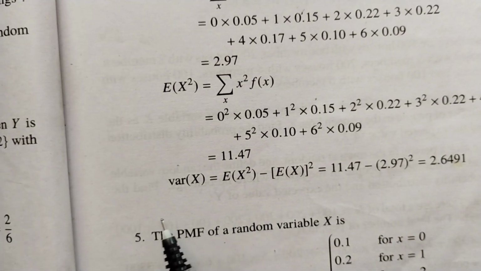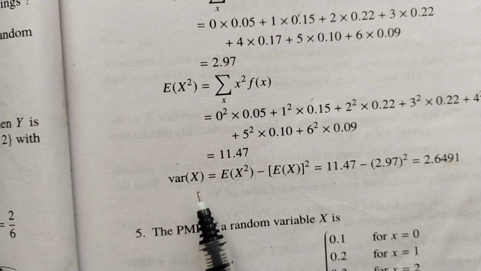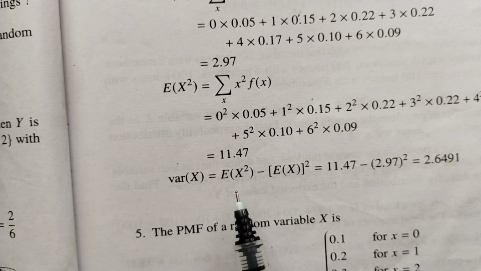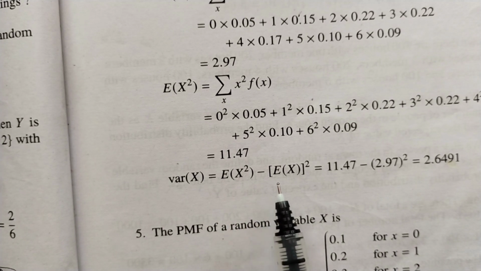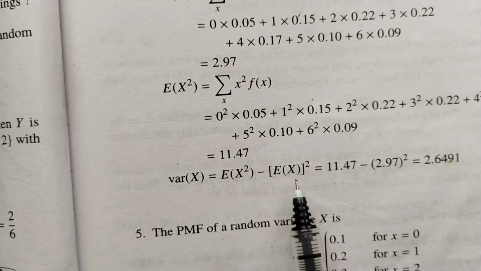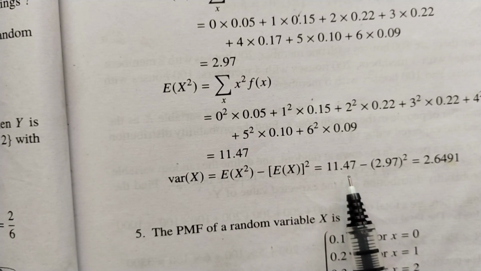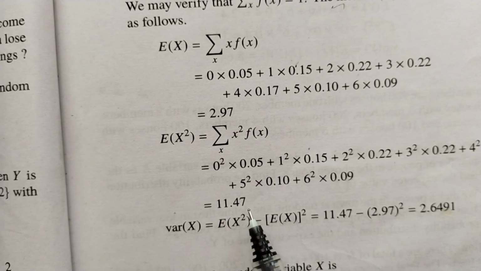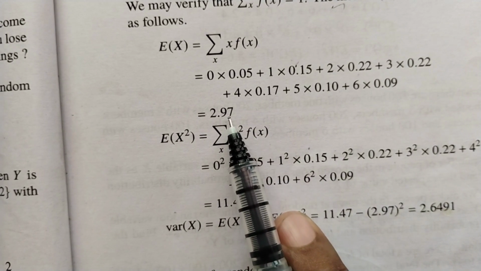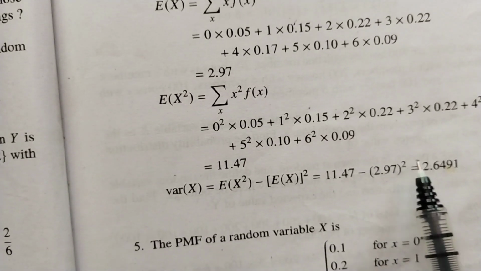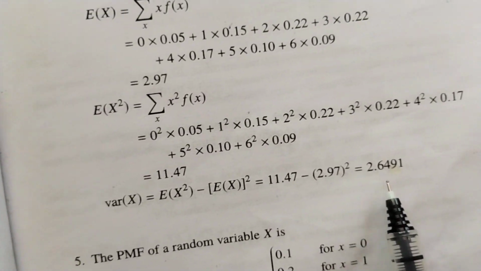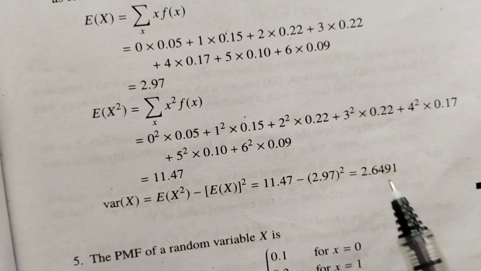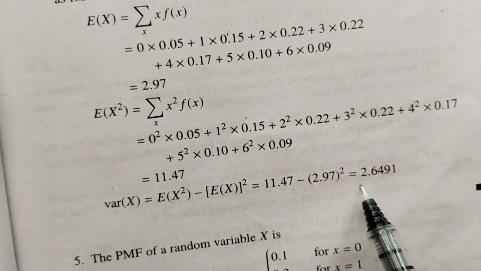11.47. So the final formula, that is variance of x is equal to expectation of x square minus expectation of x the whole square, that is 11.47 minus 2.97 the whole square, so 2.6491. This is our required variance.